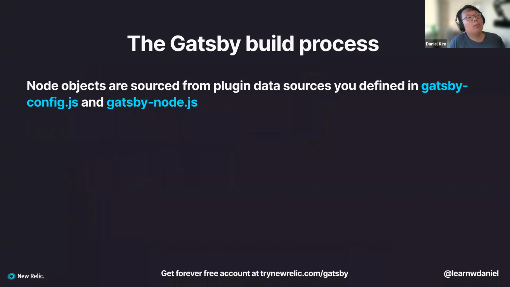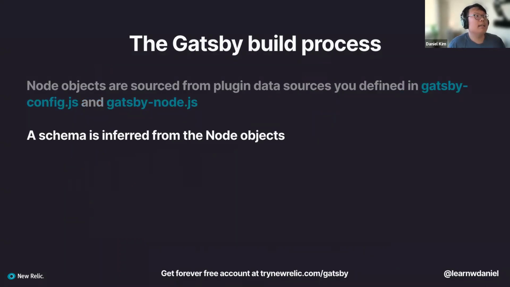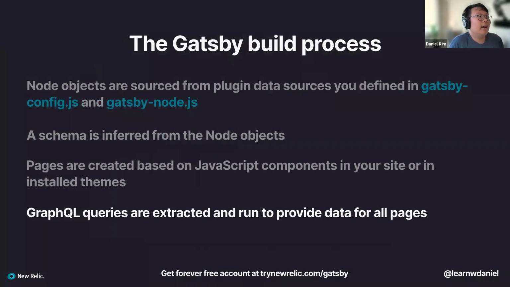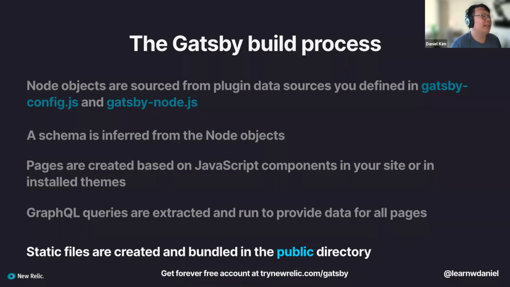So how it works is that there are node objects that are sourced from various data sources, whether it's WordPress or Shopify, that you define in the Gatsby config file as well as the Gatsby node file. And then a schema is inferred from all of the objects that are collected. And then pages are created based on various components in your site or in the themes that you are using. And then GraphQL queries are extracted and run to provide data for all of your pages. And then static files are finally created and bundled in the public directory.